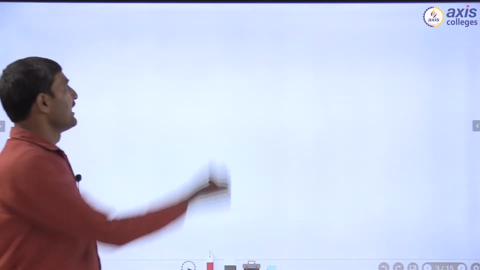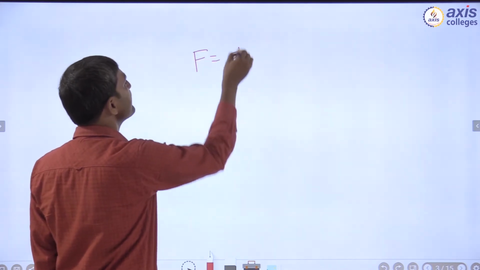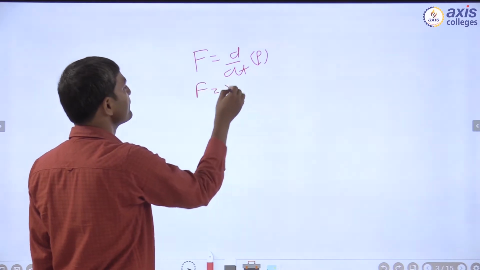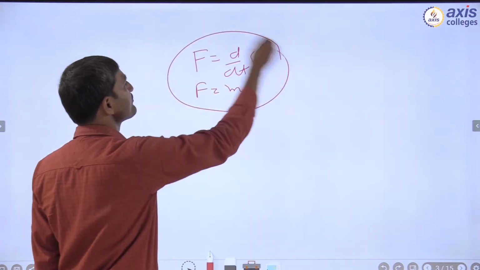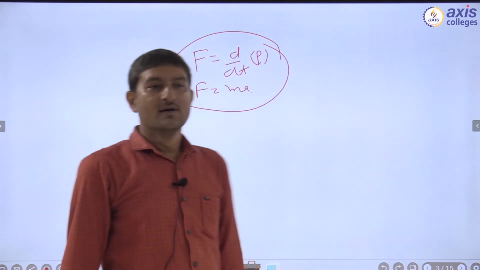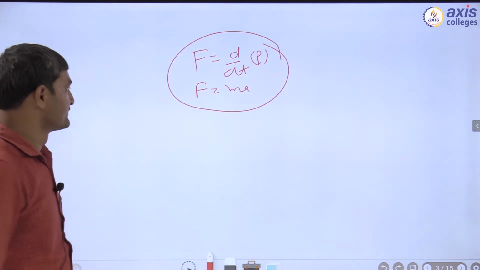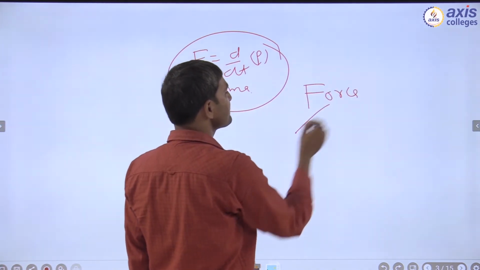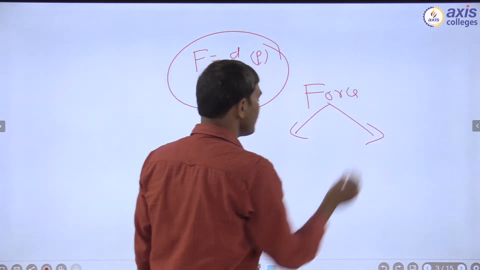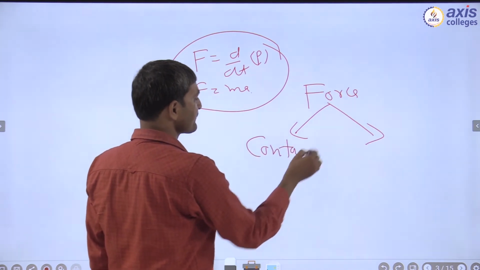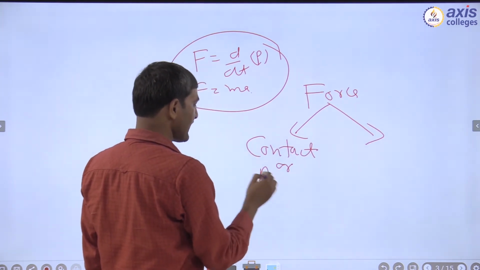So from our discussion, it is clear that F equal to dp by dt, force is the rate of change of momentum, and F equal to ma are the two equations related with Newton's second law of motion. Now I want to categorize the force. In this chapter, force is divided into two parts: contact force or attachment force.